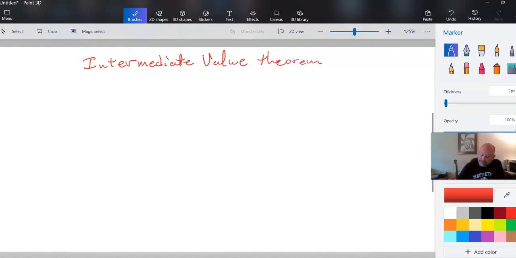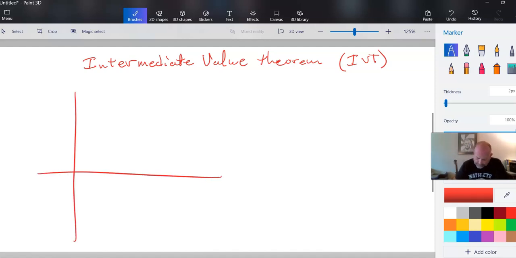Okay. Sometimes it's just called the IVT. Right, just so you know, that gets used often enough that it has its own abbreviation. But it's a really simple idea.